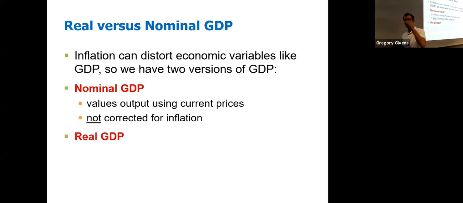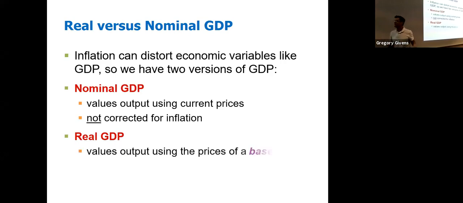Real GDP is something different. Real GDP doesn't value output of goods and services using today's prices, but rather it values all of that stuff that we're producing using prices that prevailed at some specific date in the past, what economists refer to as a base year, or sometimes a reference year, okay? That's what real GDP is.